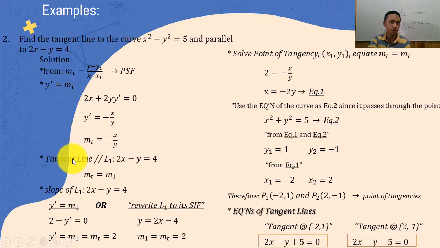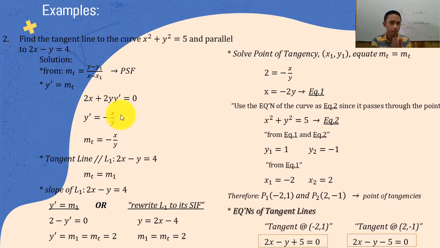tangent line. So again, I will repeat: since the tangent is parallel with the given line, line 1, their slopes are equal. So if you know the slope of line 1, that is the same as the slope of your tangent line. So what will I do? I will find the slope of line 1. How will I do that? There are two ways. You can still make use of the derivative.